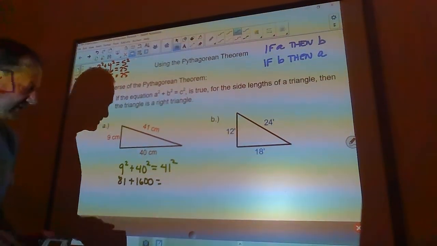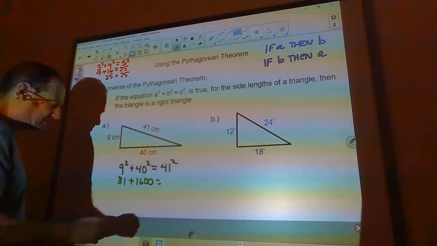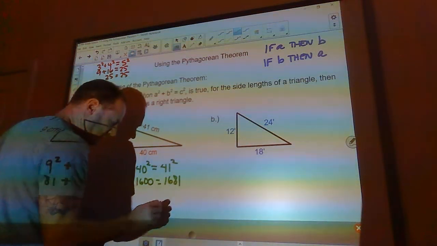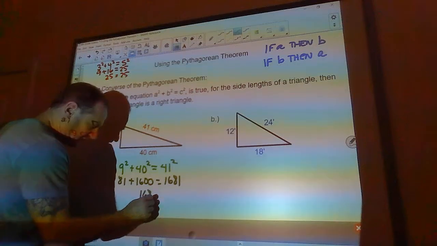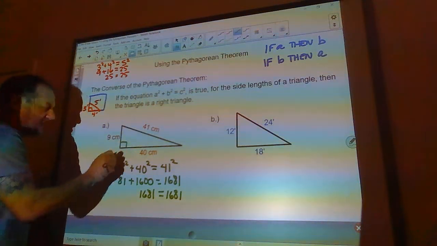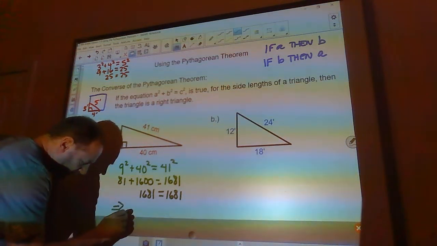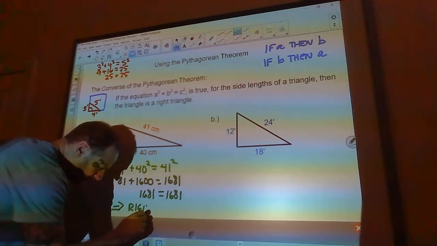Now, 41 squared is a little tougher, but you can do that on your calculator if you need to, and that comes out to be 1681. And you add these together and you get 1681 equals 1681. So that tells you, yes, that is a 90-degree right triangle there. So you can say this implies it's a right triangle.